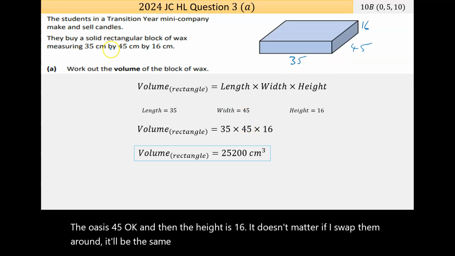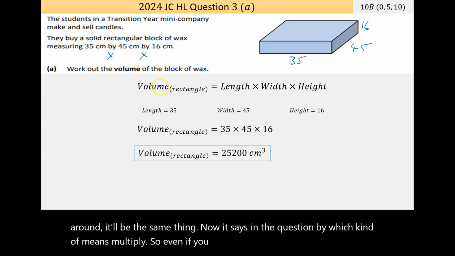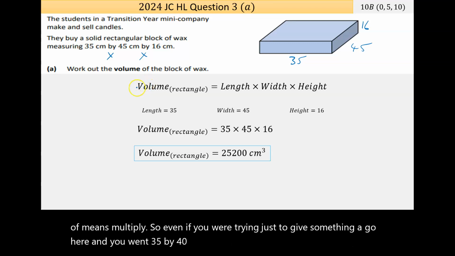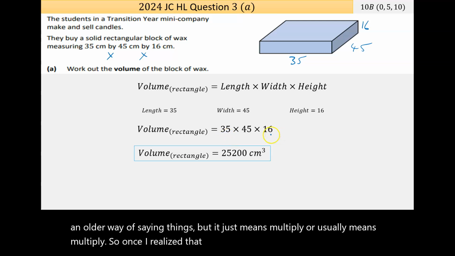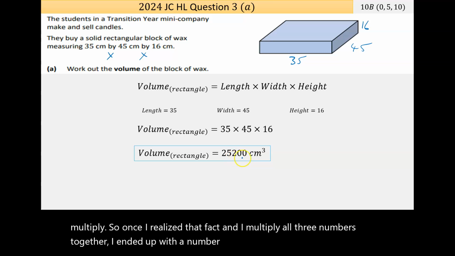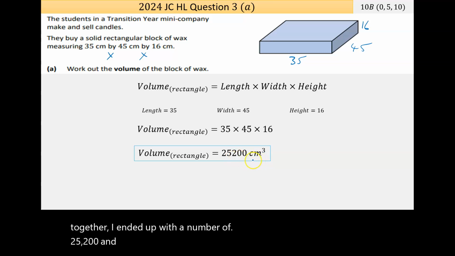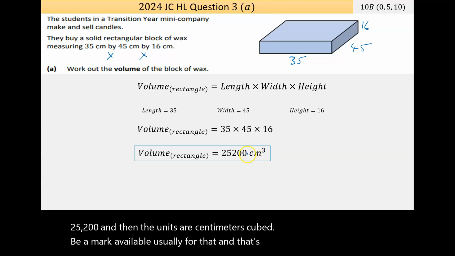Now it says in the question "by", which kind of means multiply. So even if you were just trying to give something a go here, and you went 35 by 45, like if I'd say 2 by 3 is 6. It might be an older way of saying things, but it usually means multiply. Once I realized that, and multiplied all three numbers together, I ended up with 25,200, and then the units are centimeters cubed. There'll usually be a mark available for that. And that's it. Handy 10 marks if you know what to do.